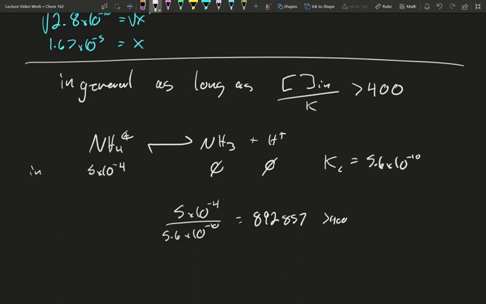But if we compare that to the original 0.5 divided by K, we'll find that it was originally 8.928 times 10 to the 8. As our concentration of ammonium got lower, our ratio between that concentration and the equilibrium constant grew smaller. Eventually, our concentration will be so low that we can't use the simplifying assumption.